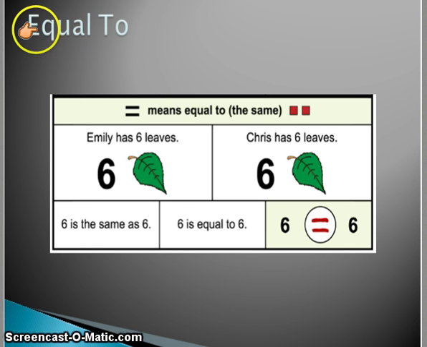All right, what about equal to? So Emily has 6 leaves and Chris has 6 leaves. 6 is the same as 6. 6 is equal to 6. Remember, that's one of our math words, equal. So it means that they're the same. So we use this little sign right here that has 2 lines, one on top of the other. That's the equal sign.